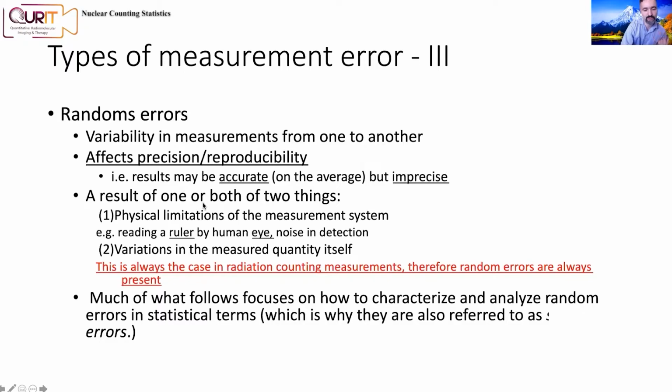It's a result of two things: either physical limitations of the measurement system, such as reading a ruler by human eye, so there's noise in our detection, or variation in the measured quantity itself. This is always the case in radiation counting measurements. Much of what follows focuses on how to characterize and analyze random error in statistical terms, so statistical error.